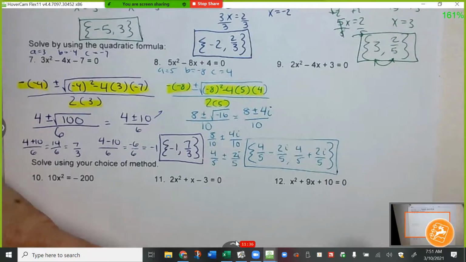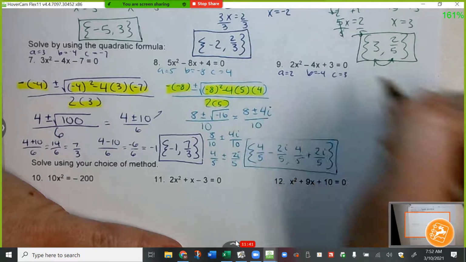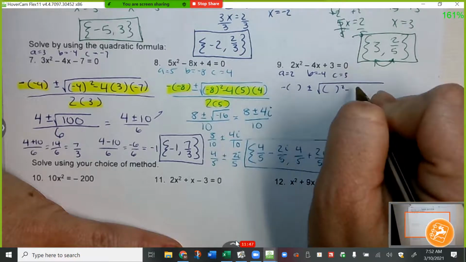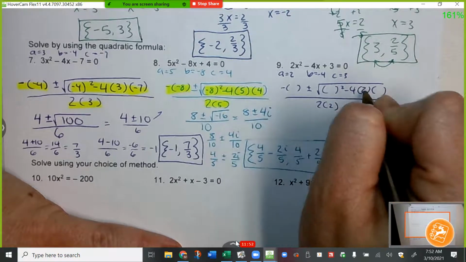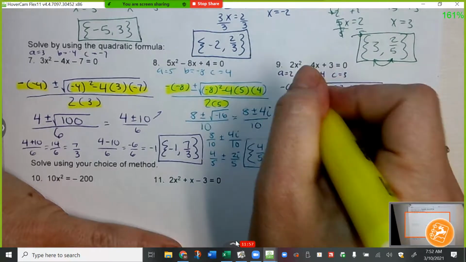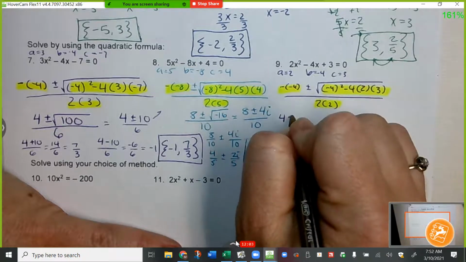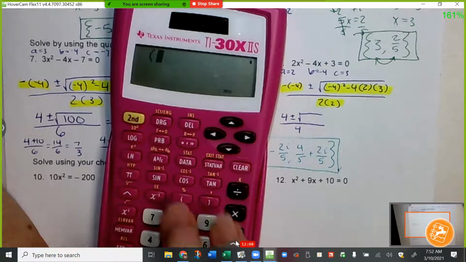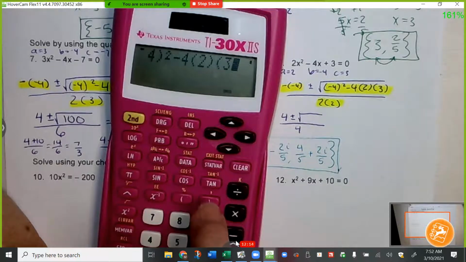Okay, so number 9, A equals 2, B equals negative 4, C equals 3. Negative B plus or minus square root of B squared minus 4 times A times C all over 2A. So simplify your three pieces. Becomes positive 4 plus or minus square root of something over 4. Negative 4 squared minus 4 times 2 times 3 is negative 8.